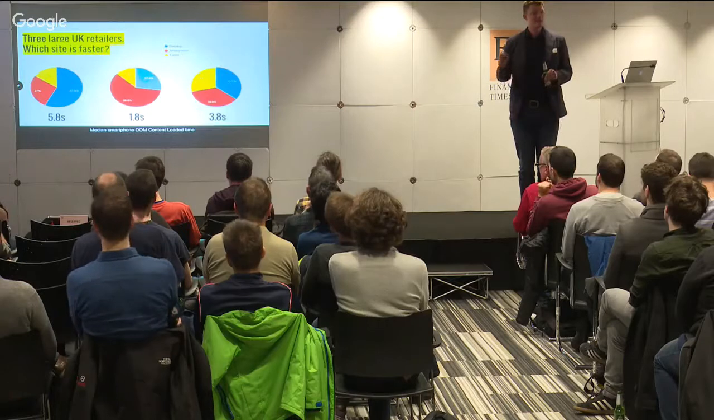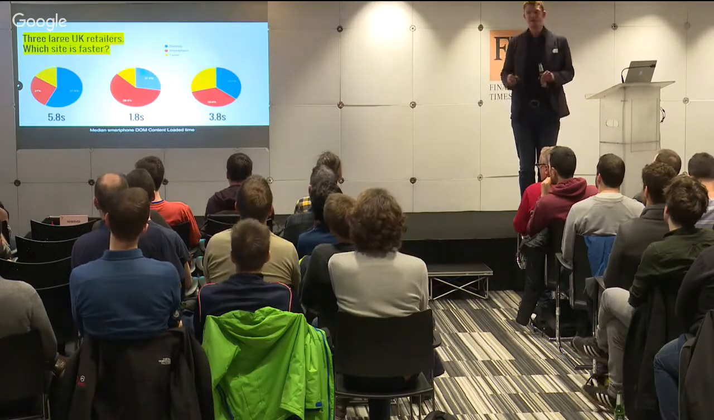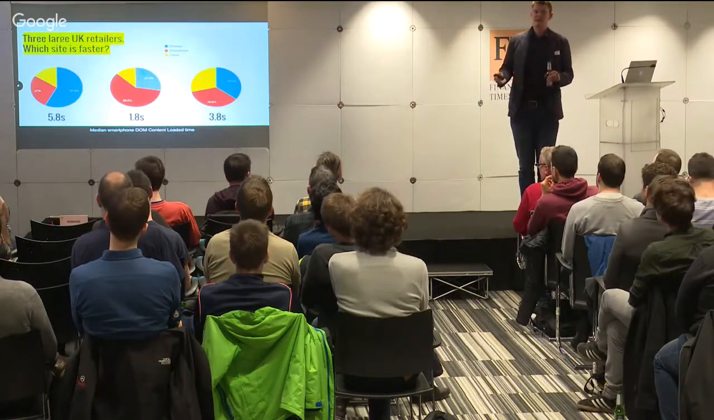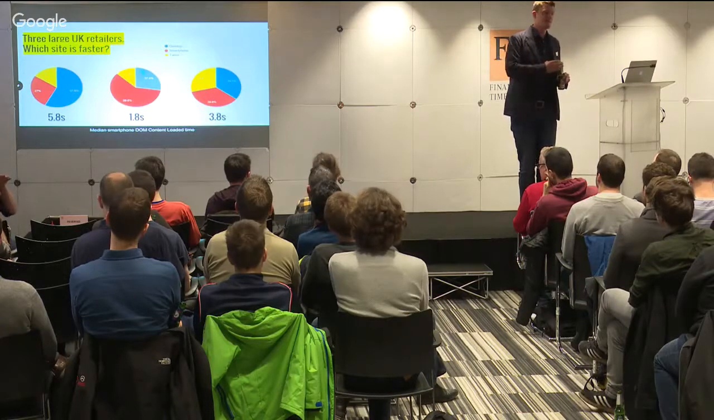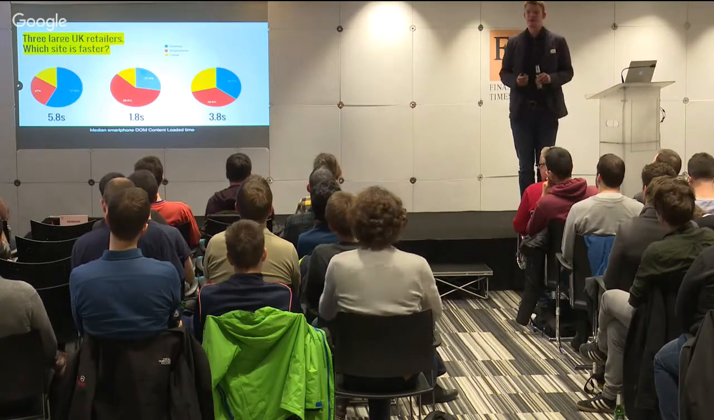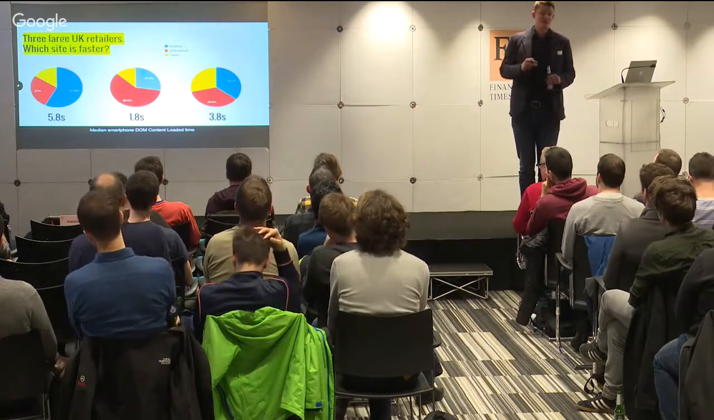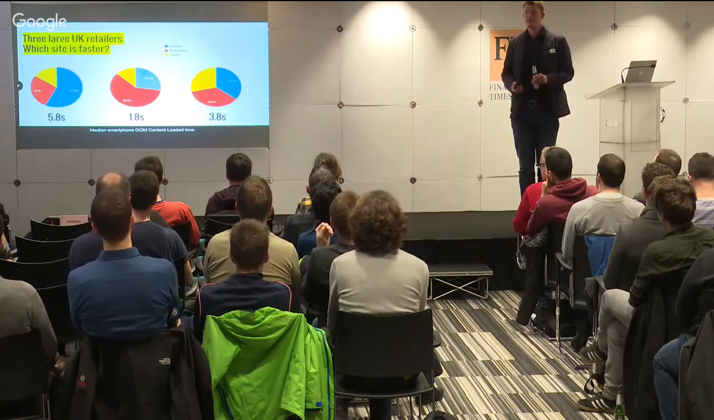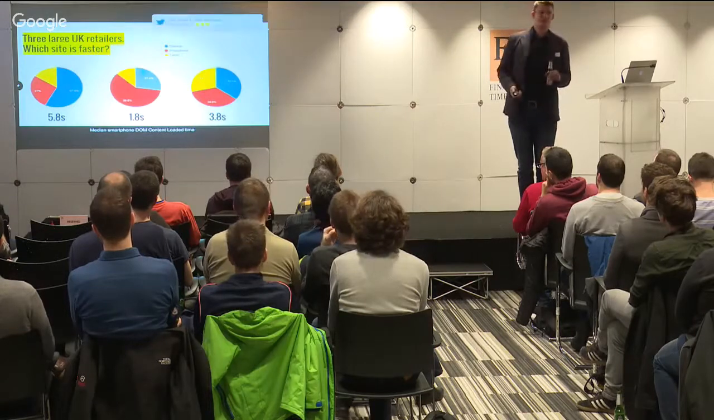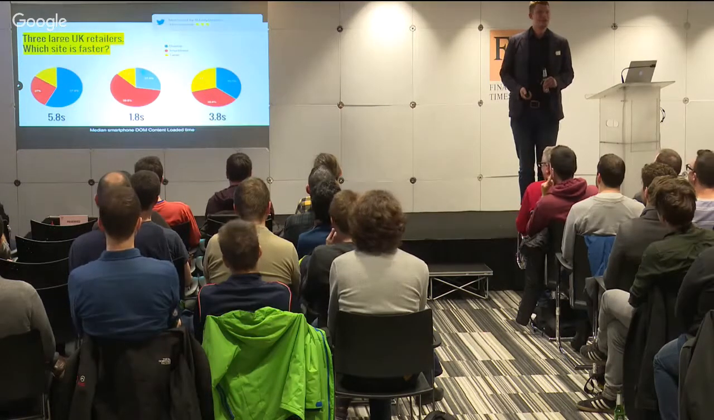Taking the median DOM content loaded time, a metric that's relatively representative across all websites, the middle one is 1.8 seconds. This is a fast website. The left, which has the smallest amount of mobile traffic, happens to be the slowest site. Correlation or causation?